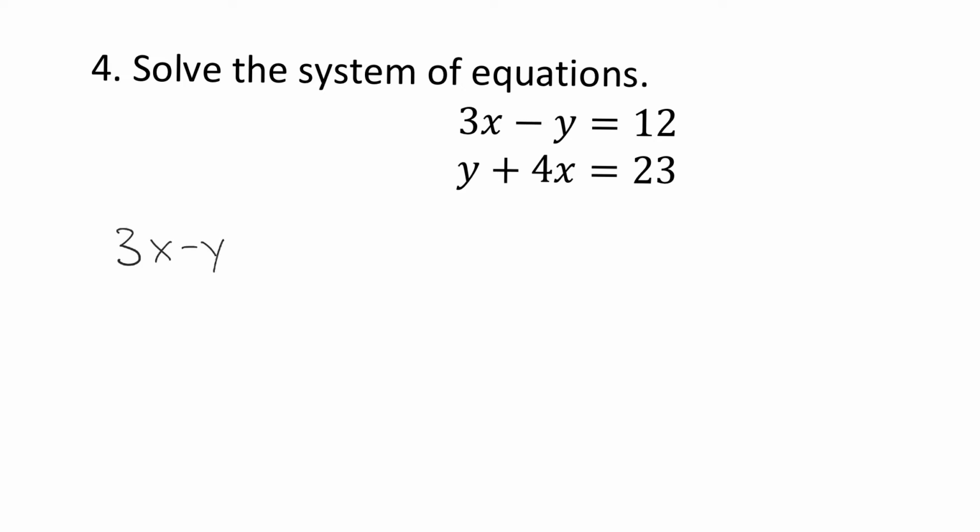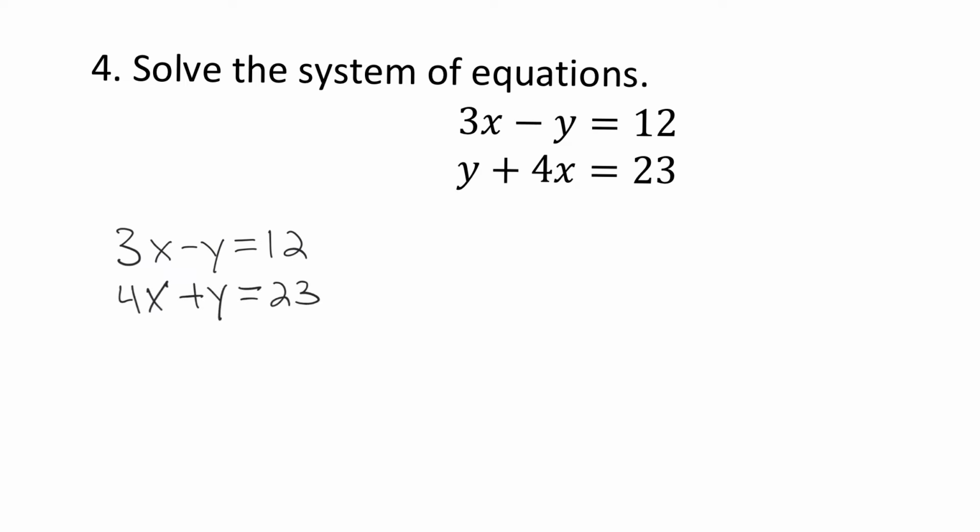3x. I'm not changing anything for the first one because remember, x is always first, x and then y. But the bottom equation, I'm going to switch. Do not change the signs. Just switch the x and the y. So the 4x goes first, the positive y goes next, and you have the 23 on the other side.